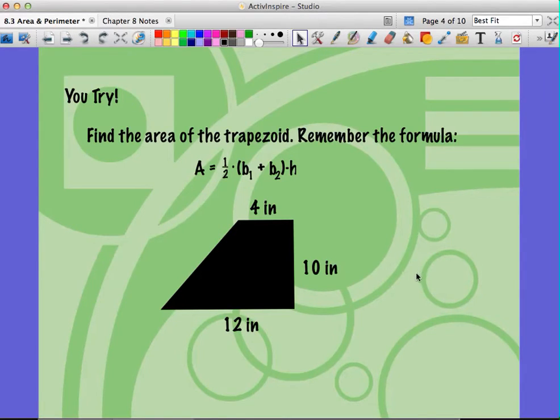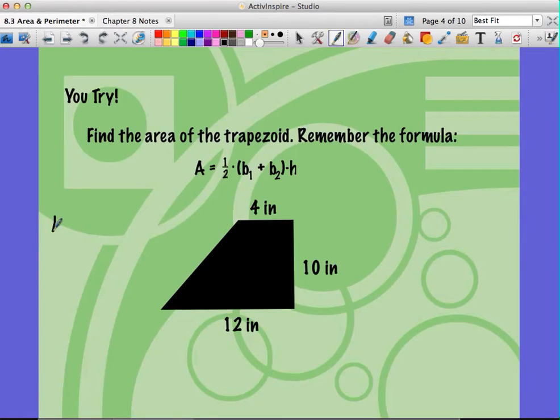Alright, so you have this one in your notes. What I'd like you to do is take a minute, pause the video, try it on your own. When you come back, I'll show you how to solve the problem. Now that you're back, we're going to fill in the pieces. In this case, 10 is the height because it is not slanted. This would never be the height, but if you have a trapezoid with a flat side, that is the height because it is the distance between base 1 and base 2.